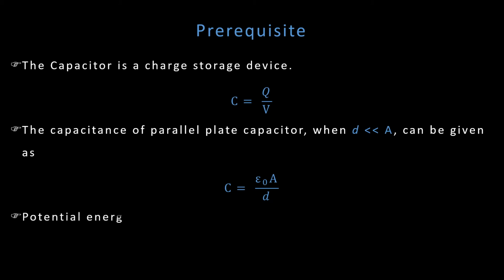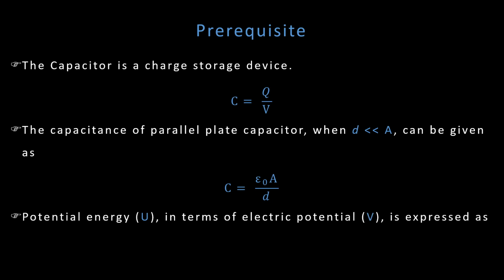And we also need to recall one of the very early topics of this chapter, that potential energy U can be expressed in terms of potential V as U is equal to QV, or delta U is equal to Q delta V. So I assume that you know all these topics, and with that assumption, let us start.